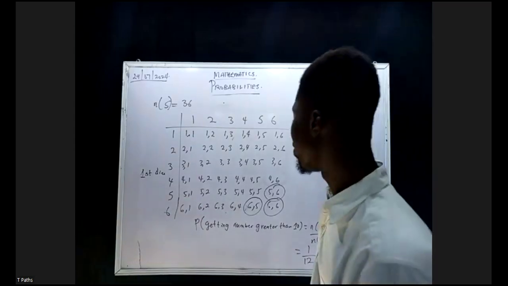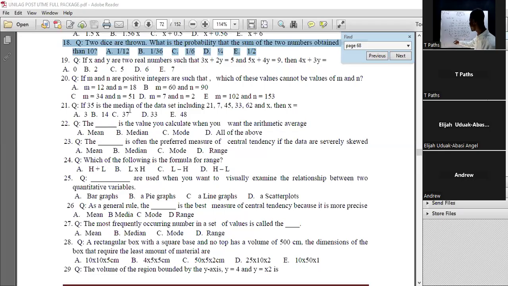So that tells me the probability of getting a number greater than 10 is simply 1, 2, 3, so it's 3 out of 36. Do we get that now? 3 out of 36, where 36 is the total number of outcomes. Now let's take a look at another question.